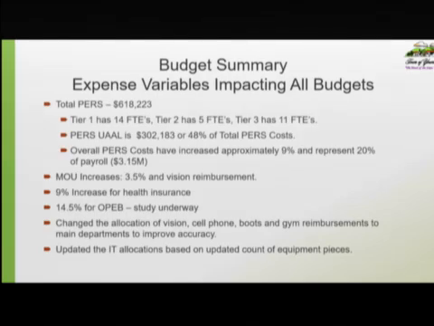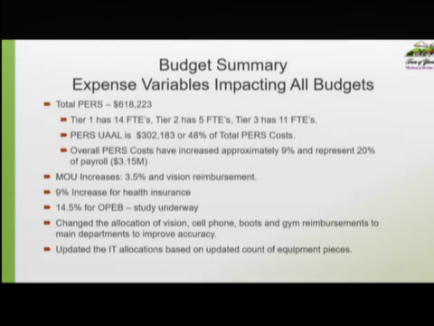We also have the PERS unfunded actuarially accrued liability, which is the additional bill that we receive from PERS annually, which we pay once. It's allocated to every department. That bill alone is this year representing 48% of our total PERS costs. Overall, PERS costs have increased approximately 9%, and it represents 20% of total payroll, and total payroll is about $3.1 million.